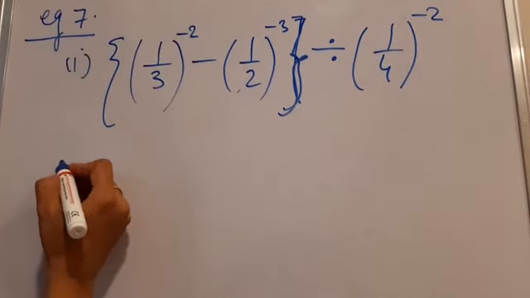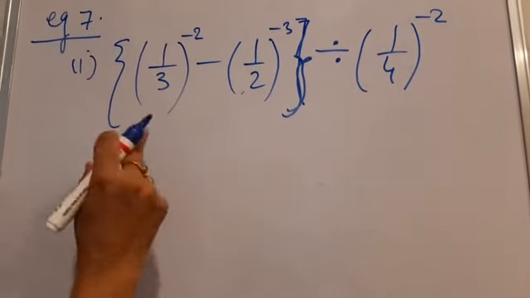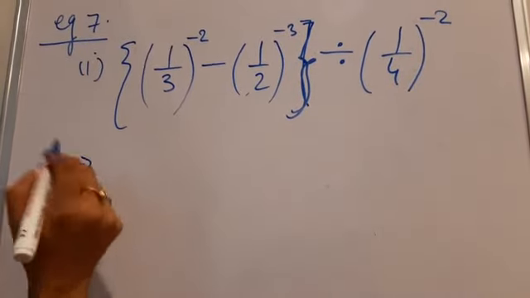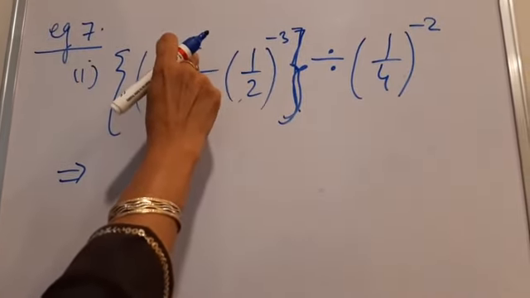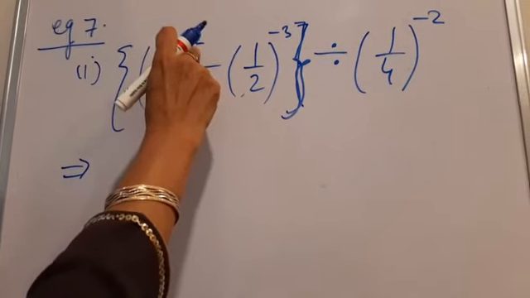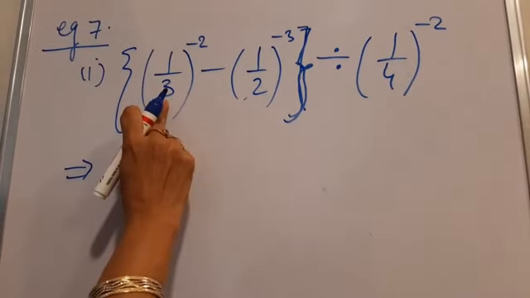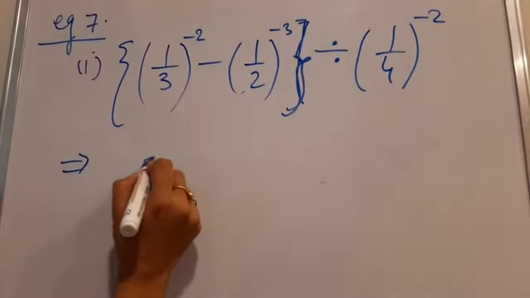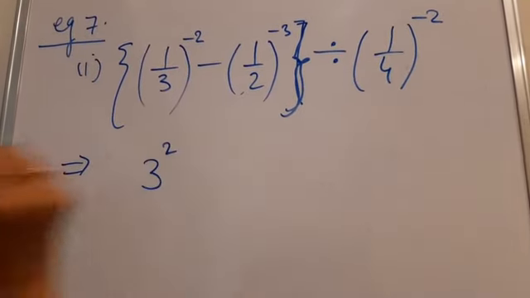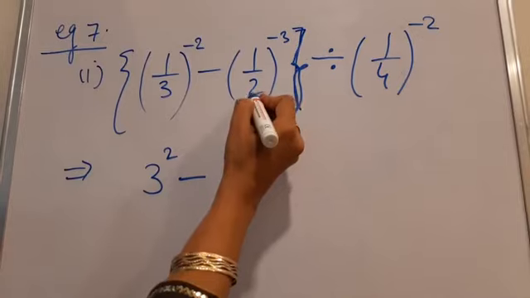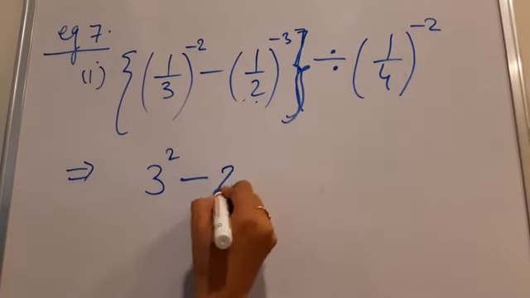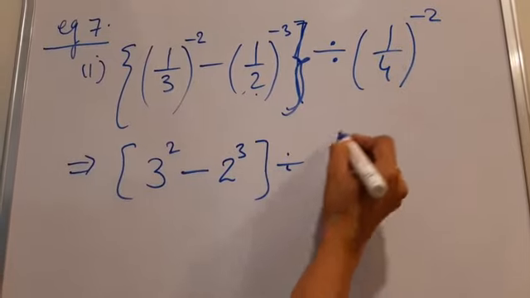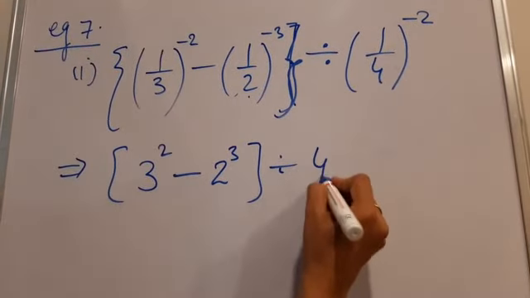Now come to example number 7. We have to simplify this expression. Now first of all, this power is given negative. To make it positive, we will take the reciprocal of the number given inside. We can write it as 3 raised to power 2 and here we can write it as 2 raised to power 3 and divide. Here you can write 4 raised to power 2.